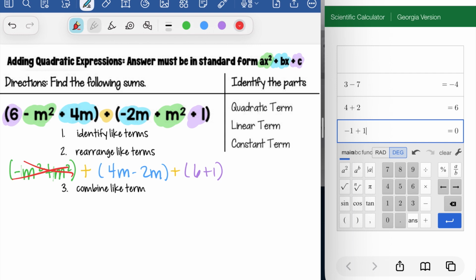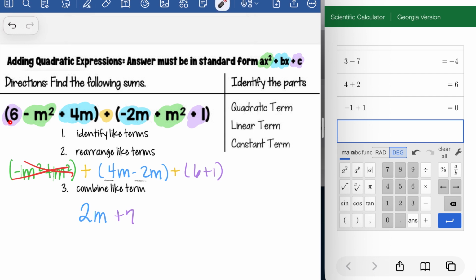And so I come to my linear terms. And my coefficients are 4 minus 2. And so 4 minus 2 is 2. So I get 2m, and then plus 6 plus 1 would be plus 7. So I started off with a quadratic expression, but once I combine my like terms, those canceled out, and it didn't give me a quadratic answer. So what's my quadratic term? I don't have a quadratic term because my quadratic terms canceled out.